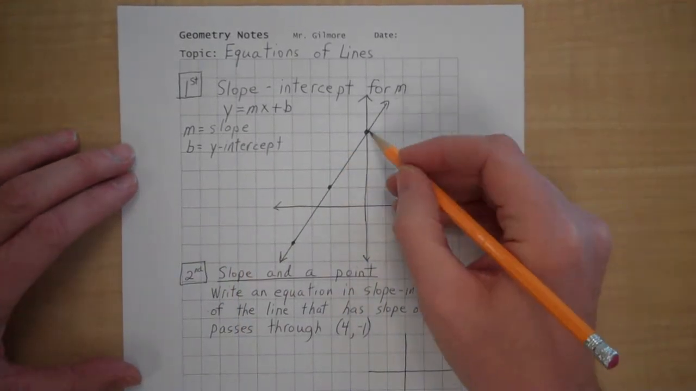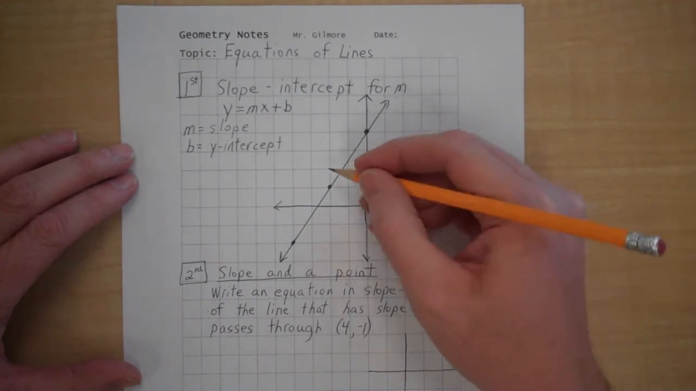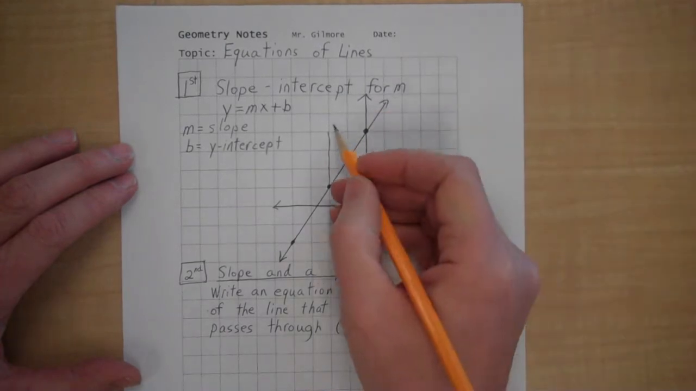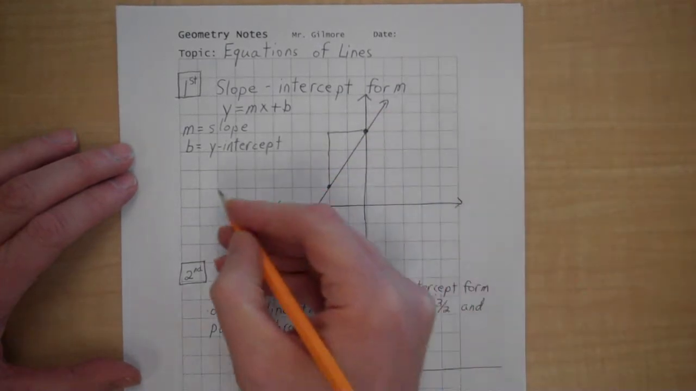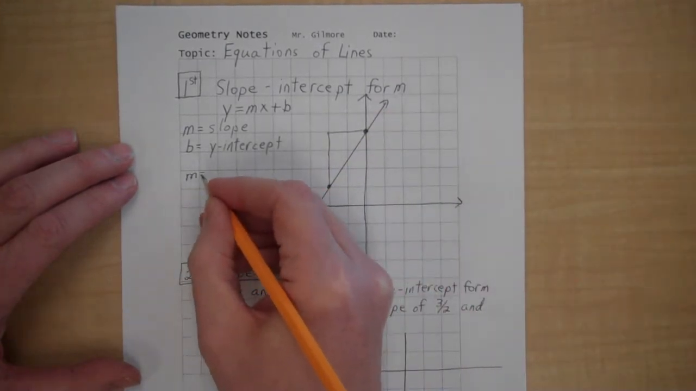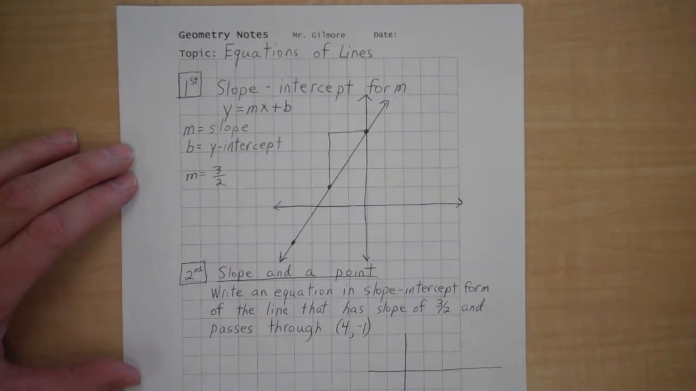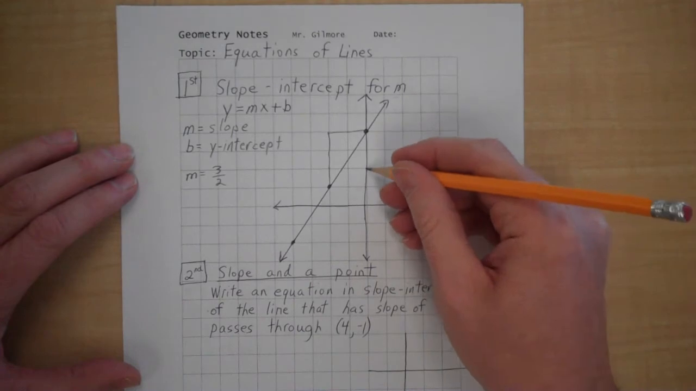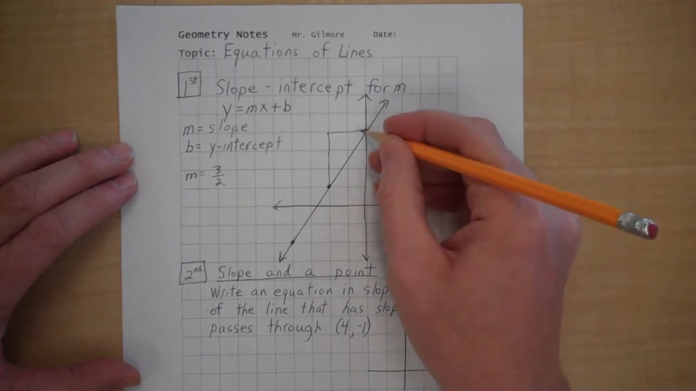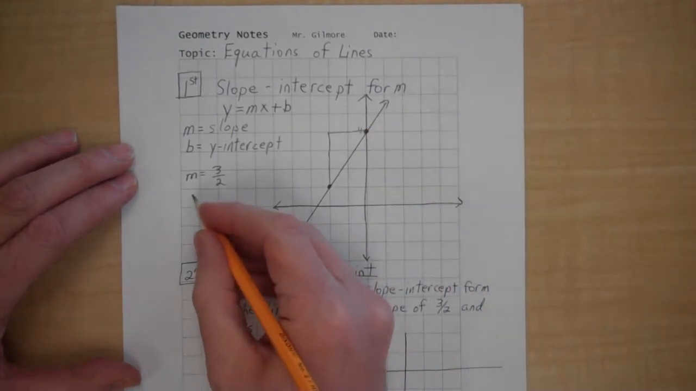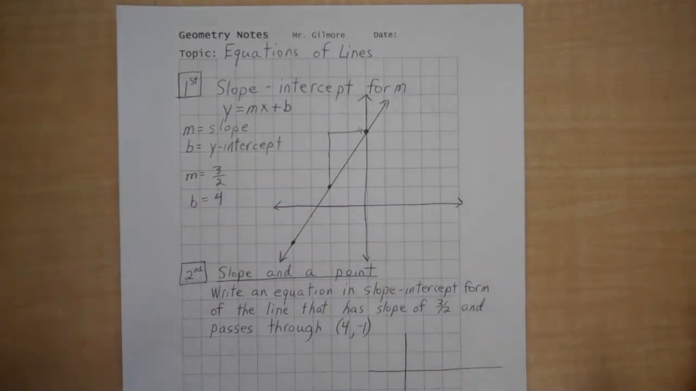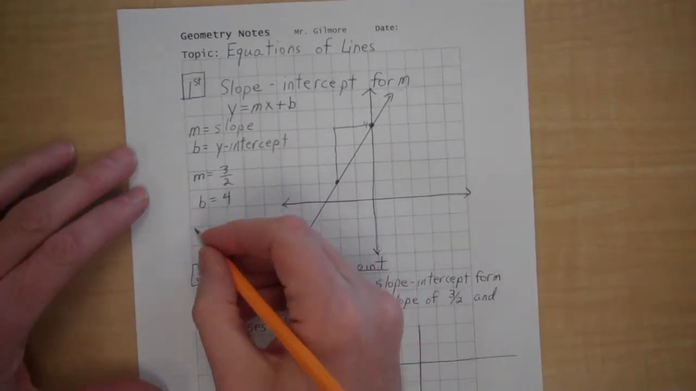Now in this specific problem, we could do a rise, 1, 2, 3, and a run, 1, 2, and the slope would be 3/2. We could also count. Here's 1, 2, 3, this is 4 on the y-axis. That is the b value, that is 4. Now if you have this information, you have your equation ready to be done.